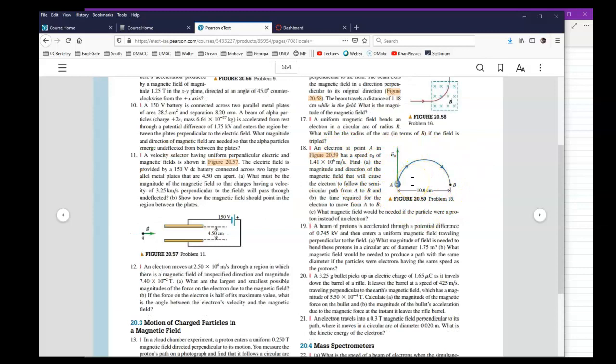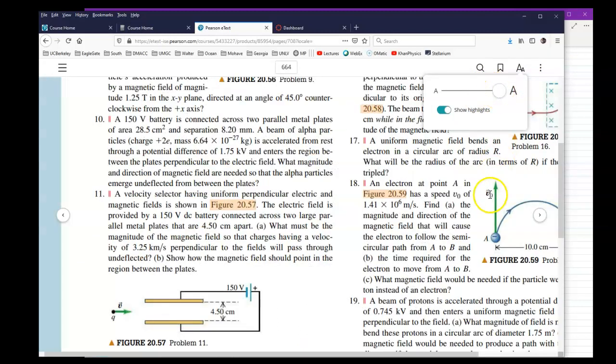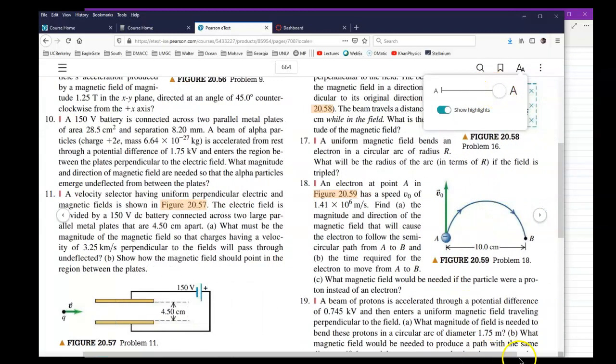It says an electron at a point A, right here, has a speed V0 of 1.41 times 10 to the 6 meter per second. Okay, so here it is. So we have an electron moving in this direction, the green arrow, with a velocity of 1.41 million meters per second.